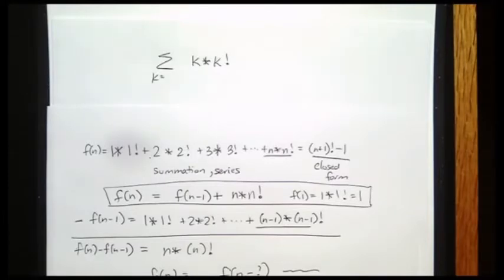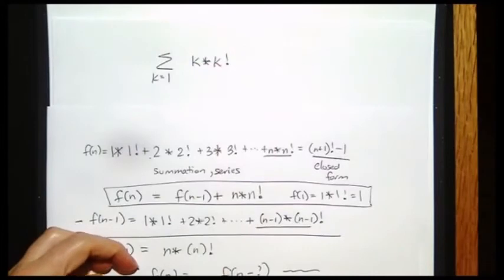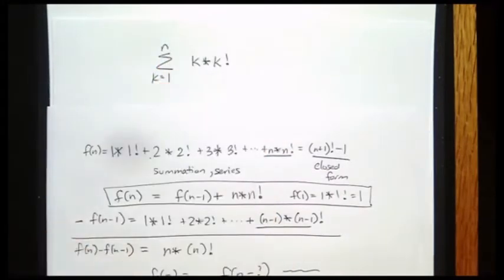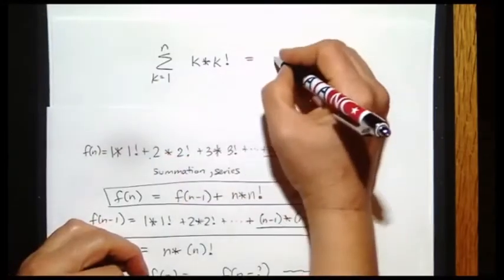Okay, so now I need to figure out where k starts. What's the smallest term in the summation? 1, so k should be 1. And then the largest is n. So that looks pretty good. And then I can copy over the right-hand side.